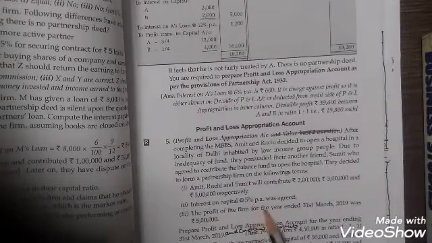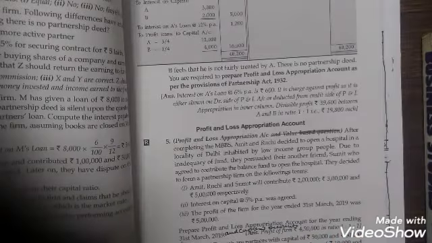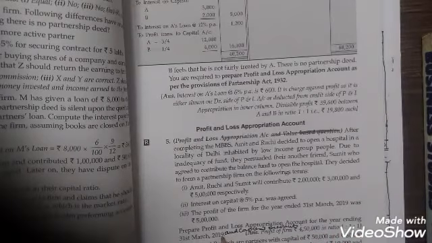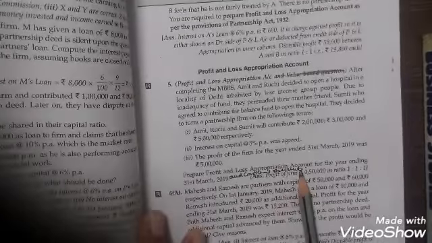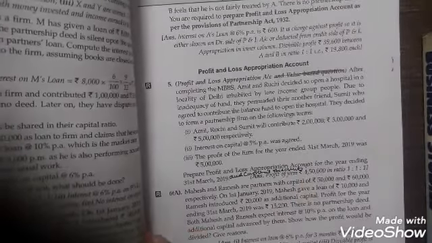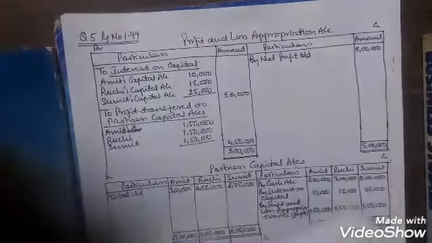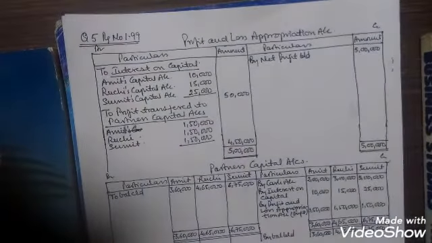Interest on capital at the rate 5% per annum was agreed. The profit of the firm for the year ended 31st March 2019 was rupees 5 lakh. You have to prepare the profit and loss appropriation account for the year ending 31st March 2019, and I have added the capital accounts of the partners here. So the solution to this question is here.